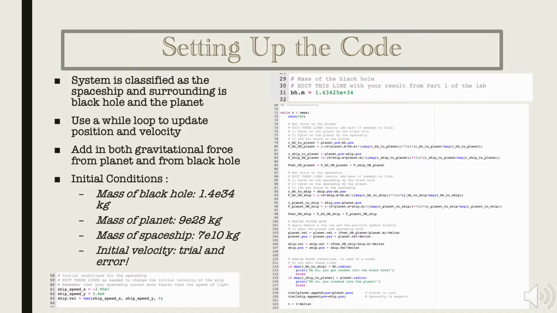Part 2, Don't Crash. To set up the code for this part, we classify our system as the spaceship and the surroundings as the black hole and the planet. We use a while loop again to update position and velocity, and we add in both gravitational force from the planet and the gravitational force from the black hole. We use these initial conditions, and we find the initial velocity from trial and error.